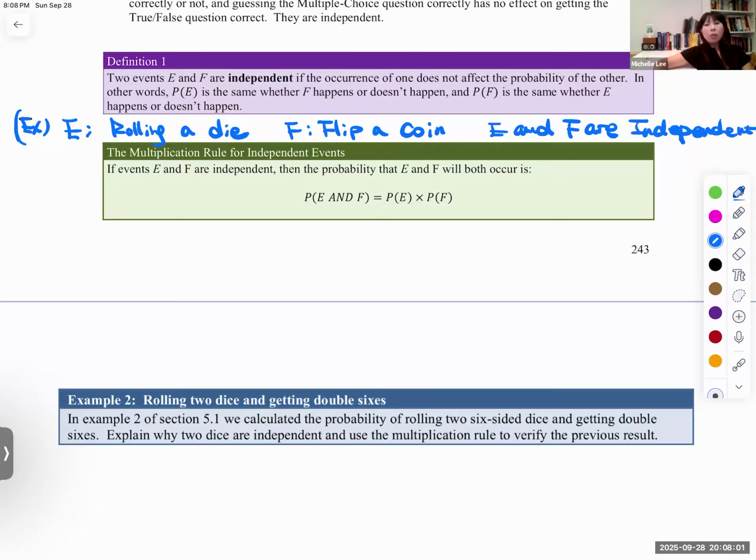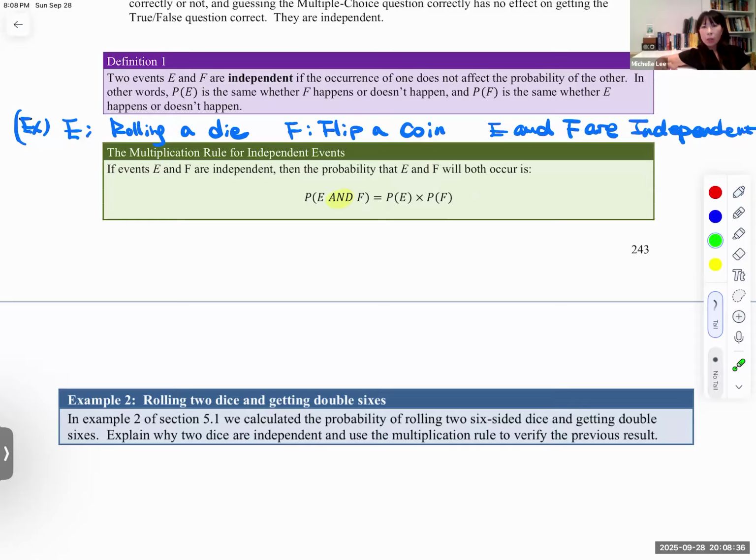So don't get confused with this joint event. That's a totally different terminology. All right? Okay. Now, if we have independent events, then we have "and." If they ask us about the probability of event E and F, then we just multiply their probabilities.